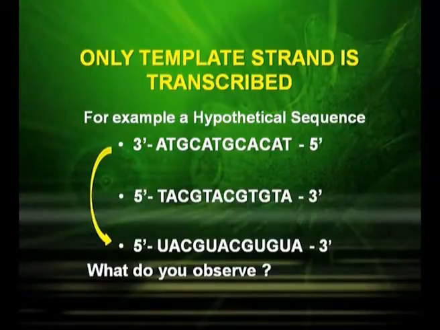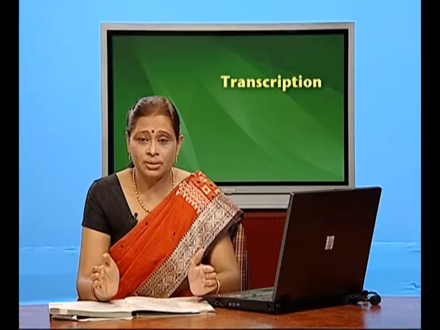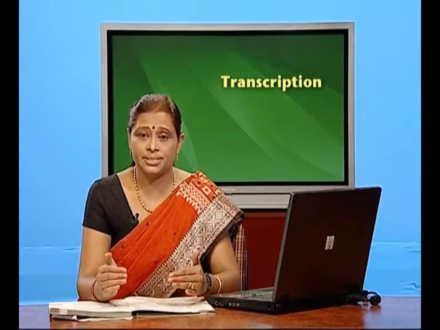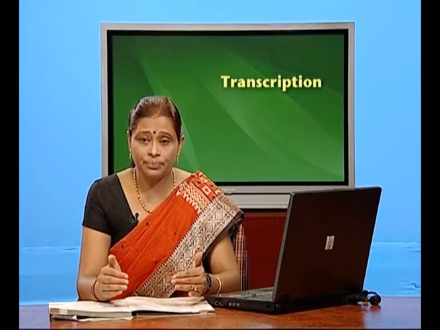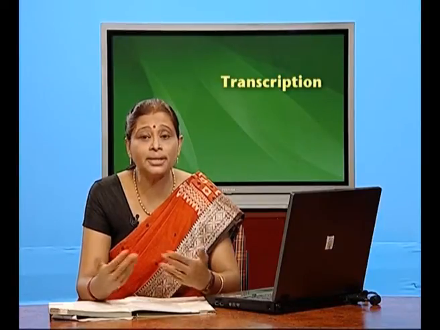Now what do you observe? You can see that the 5 prime to 3 prime coding strand reads TAC, GTA, CGT, GTA, and the RNA reads UAC, GUA, CGU and GUA. The only difference between these two strands is that in place of thymine there is U, that is uracil. Otherwise the sequence is exactly similar. So therefore it is the template strand which is transcribed, and the coding strand is not transcribed. Then why is it called the coding strand?